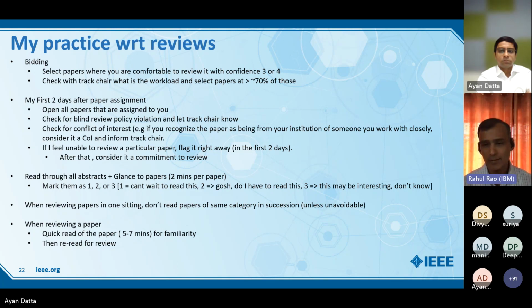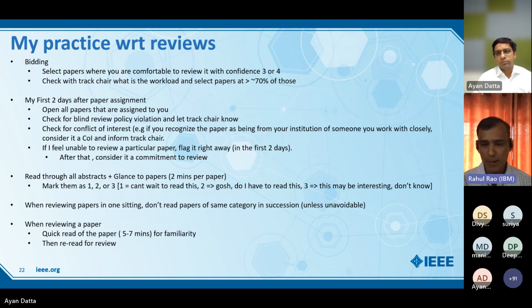In terms of bidding, typically ask the track chair, how many papers do you expect each reviewer to get? Don't just bid for that exact number of papers. I would ideally say bid for a little more than that, and make sure that at least 70% of your bids are something that you're comfortable reviewing, with a reviewer confidence score of 3 or 4. That makes the job of the track chair a little easier. Otherwise, you don't know what kind of reviews you will get, and you do want to have a mix of reviews when you eventually get the reviews.